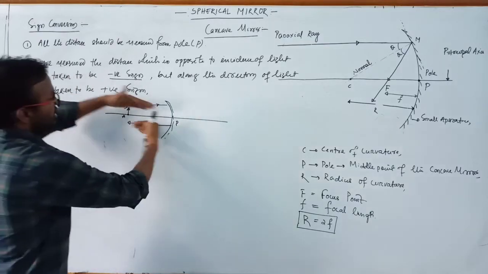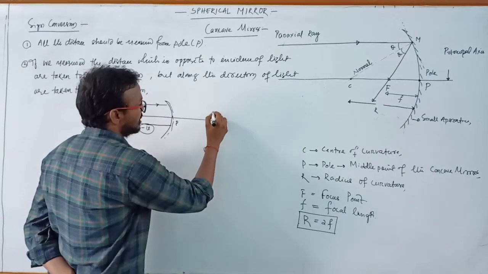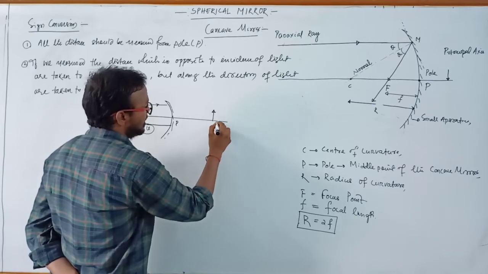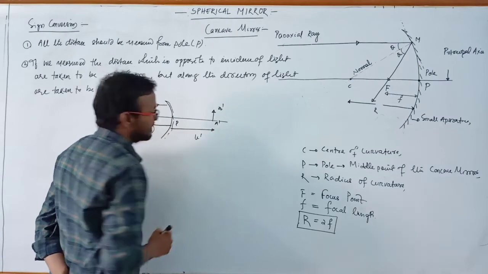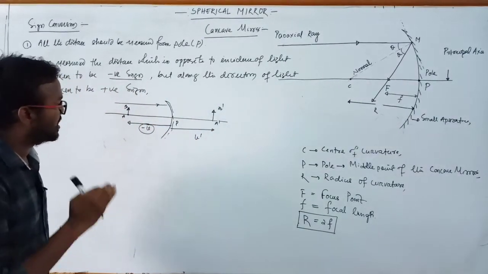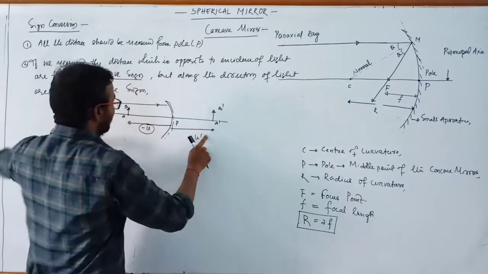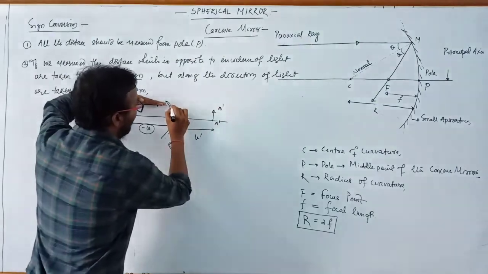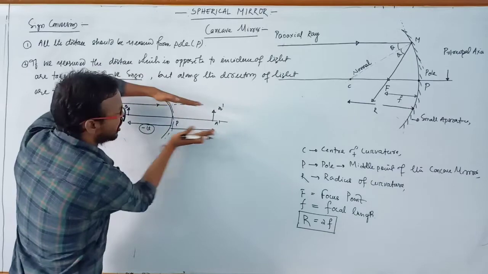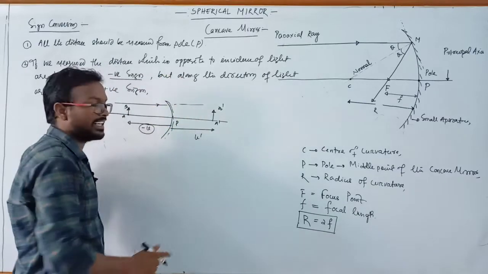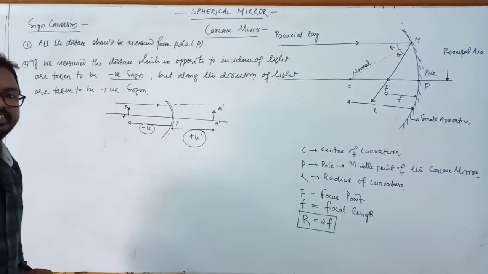Why? Because these are opposite to the incident ray. Similarly, suppose we have another object here, that is A dash B dash, and this distance is U dash. But we know that distance is always measured from the pole. This is the direction of the incident ray, and we have to measure this distance from P, which is along the direction of the incident light. So this object distance is taken to be positive.